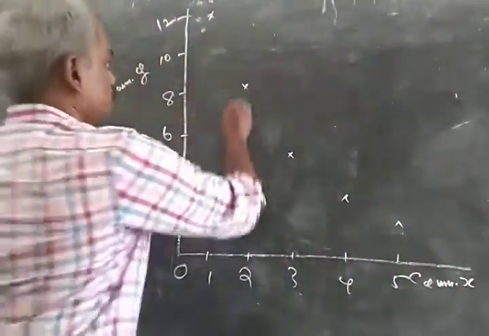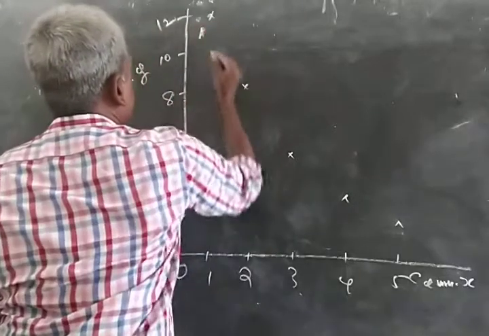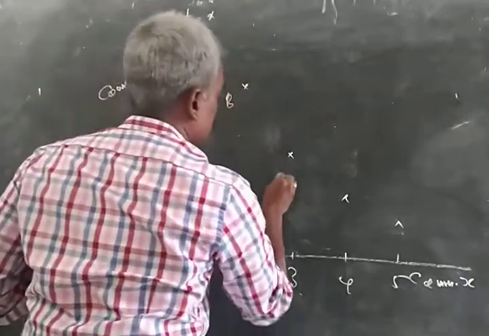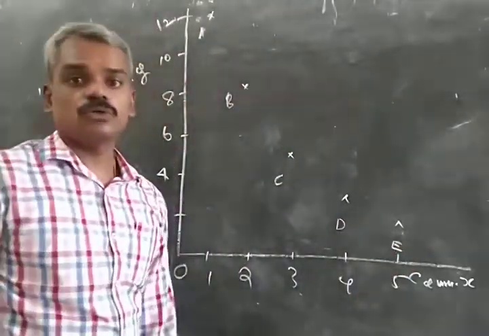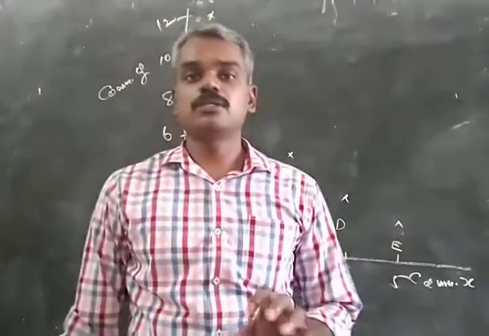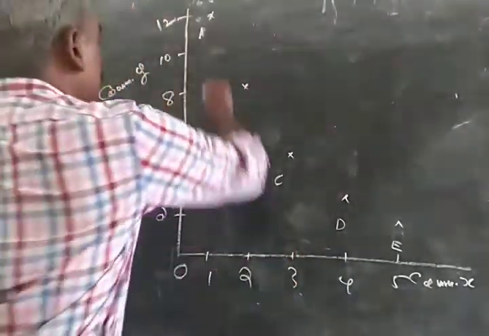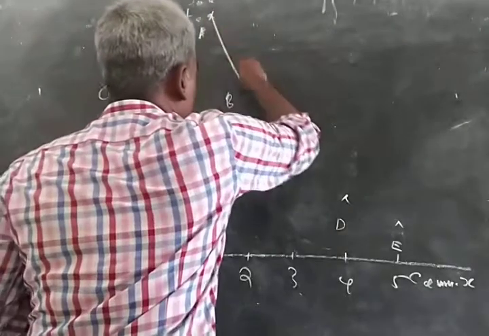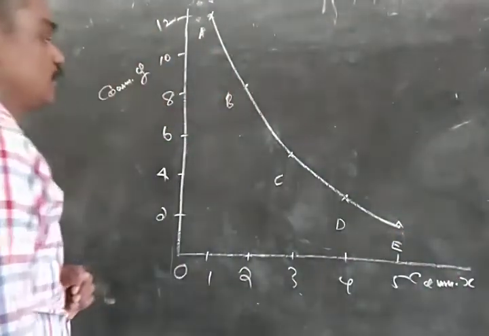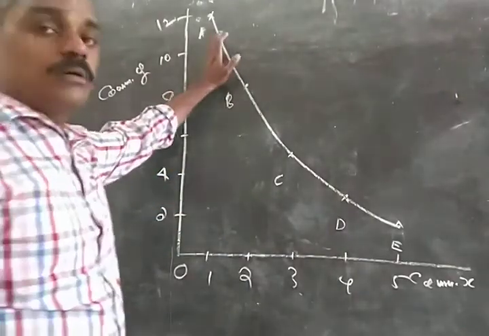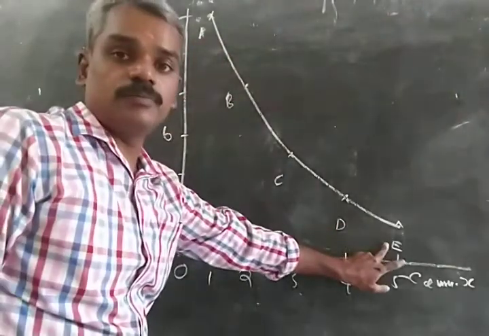So this is combination A, this is combination B, this is combination C, D, and E. All those 5 combinations that we saw in the schedule have been plotted on the graph. Now we are joining these points together and we get the indifference curve. So the consumer is indifferent between A, B, C, D, and E.